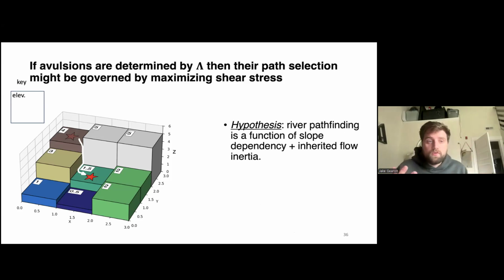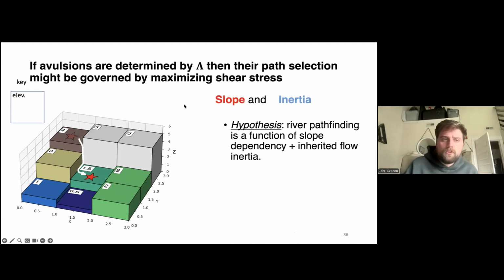And I think we can come up with a representation of a river that can answer this question. And I think that we only need two terms here, which is slope dependency and inherited flow inertia. So what I'm saying is that river pathfinding, where a river goes on the surface of the earth when there's no channel, is a function of purely slope dependency and the flow inertia inherited from upstream. So I'm going to walk us through this now.